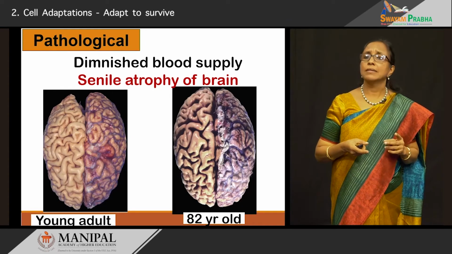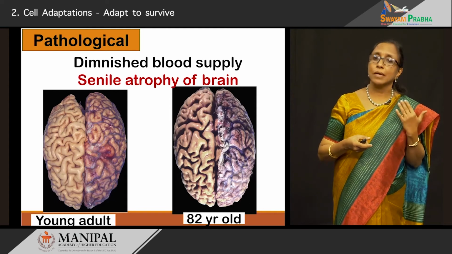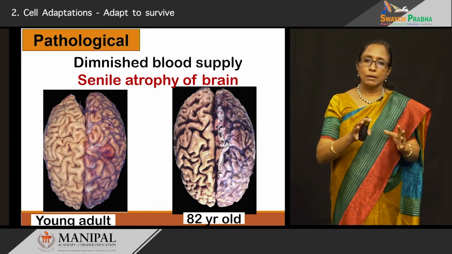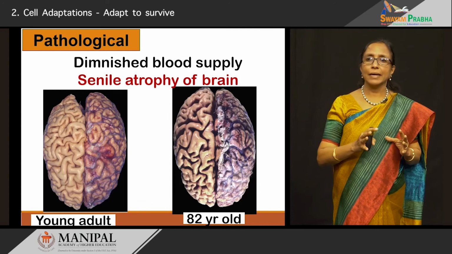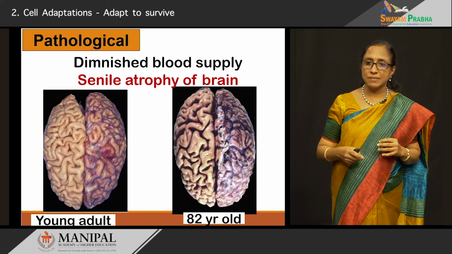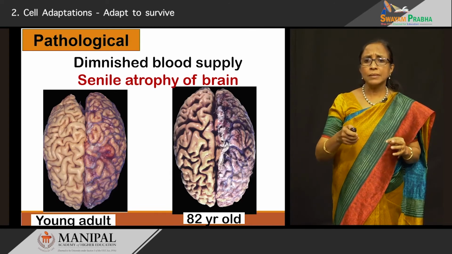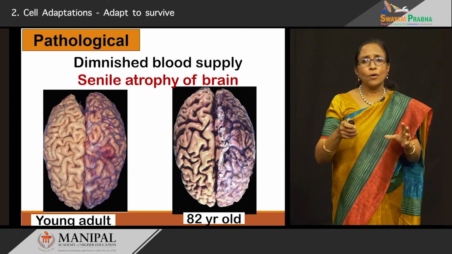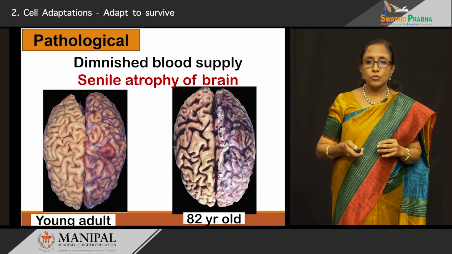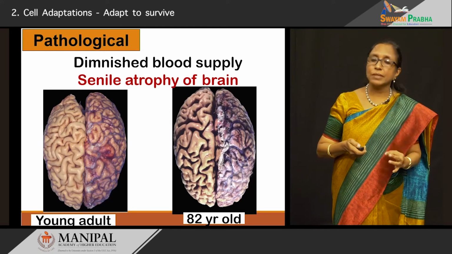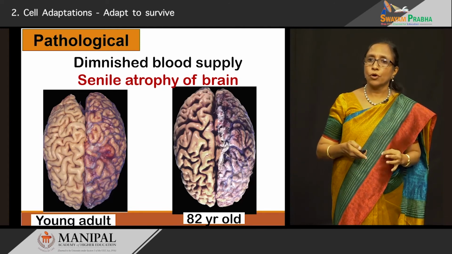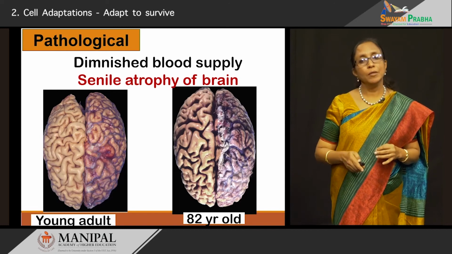This can be seen in senile atrophy of the brain, which we see in the older age group. In a young adult, you can see the surface of the brain, with normal gyri and sulci. In the brain of an 82-year-old person, we can see that the gyri and sulci are all narrowed, there is a lot of space, and the gyri are also thinned out. So, this is because of the decrease in the blood supply to the brain. It can occur in various other organs too. Here we talk of senile atrophy of the brain.